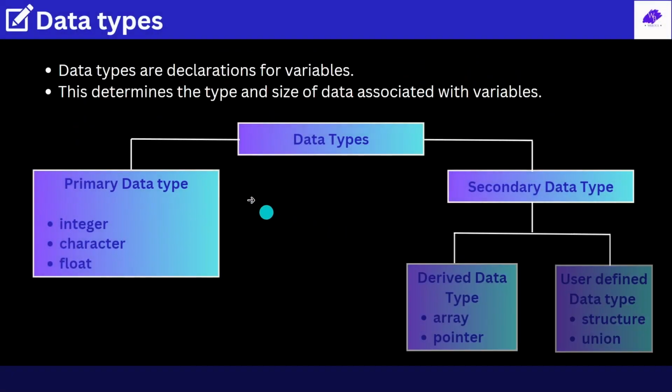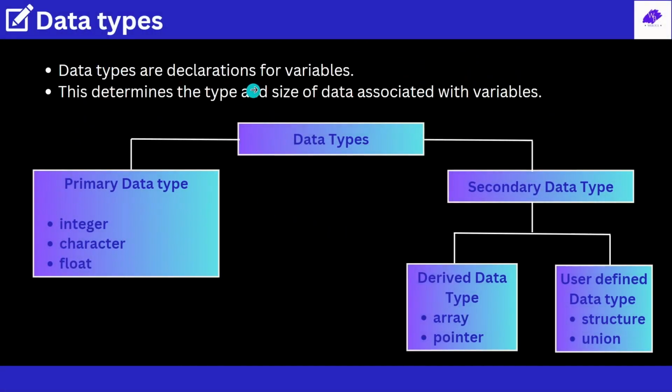Next is the data types. Data types are declarations for a variable. They determine the type and size of the data associated with the variable. Let's take the example of a water bottle which contains water. In a water bottle you can contain only water when you are using it in a proper way. Similarly, there are different data types which contain different types of data in them.